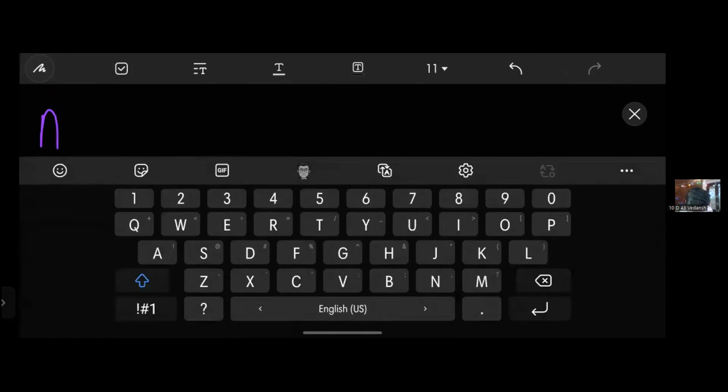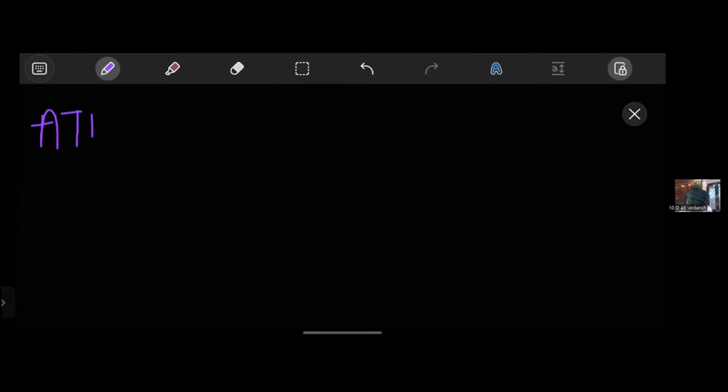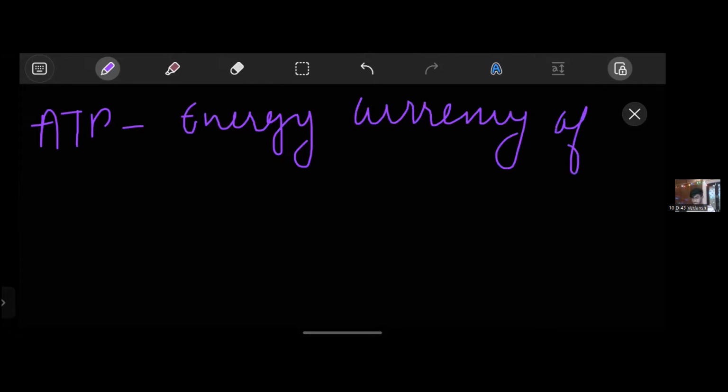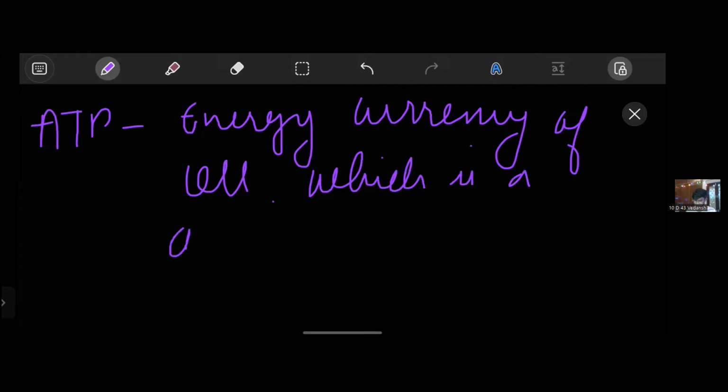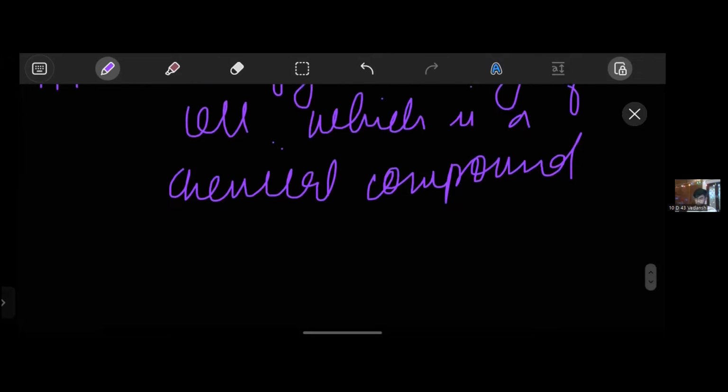Now, let us categorize ATP further. ATP is the energy currency of cell. Okay. And this is a chemical compound you can write. Energy currency of cell, which is a chemical compound. Cool. Let us move on. ATP ka formula wo kya tha? Full form kya tha? Adenosine triphosphate. Now, there are two types of metabolic activities going on inside a particular living organism.